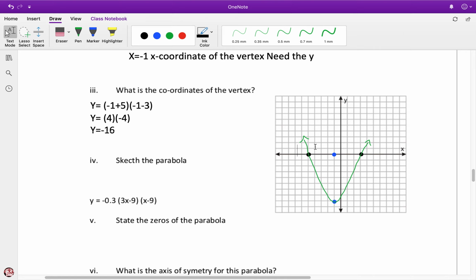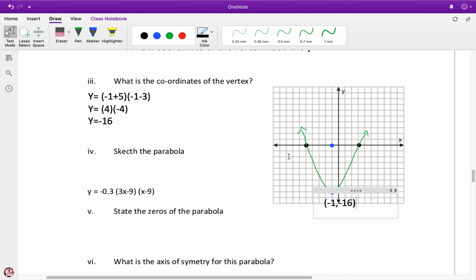And if I'm really picky, if I don't want that dot, I could get rid of it, or if I want to leave it there, I could. But a nice labeling job would be to label my axis of symmetry, my vertex, and such. If I wanted extra marks, I could label these as well. Negative 5, comma 0. And one over here, what's that? 3, comma 0. Boom.